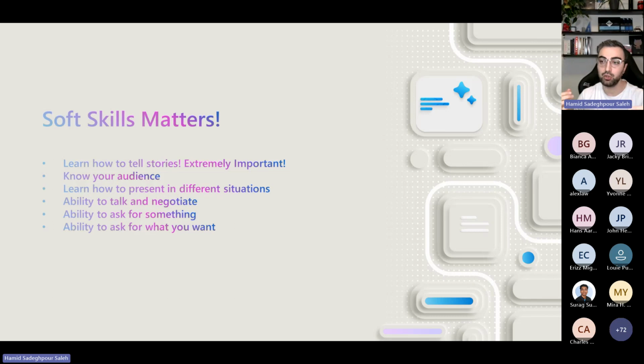Ability to talk and negotiate. There will be times that you will be applying for a job and you need to have that confidence and the ability to negotiate and to ask for something, how to give a task for something. You may be in a position leading a team or managing people, not just technically but also as a people manager. You need to have the ability to ask for what you want. If you need something, you need to ask, and again, you need to learn about it.